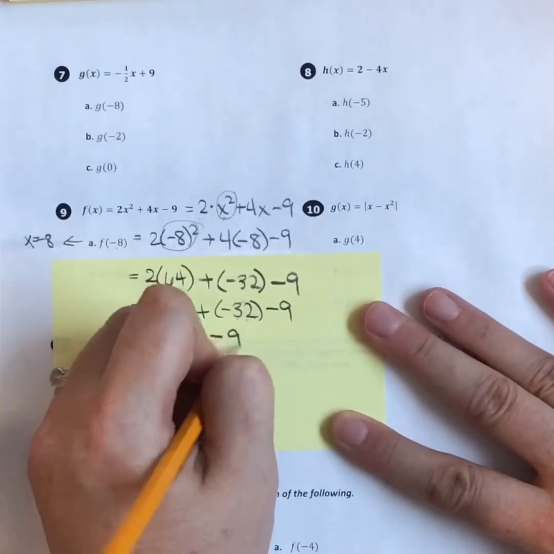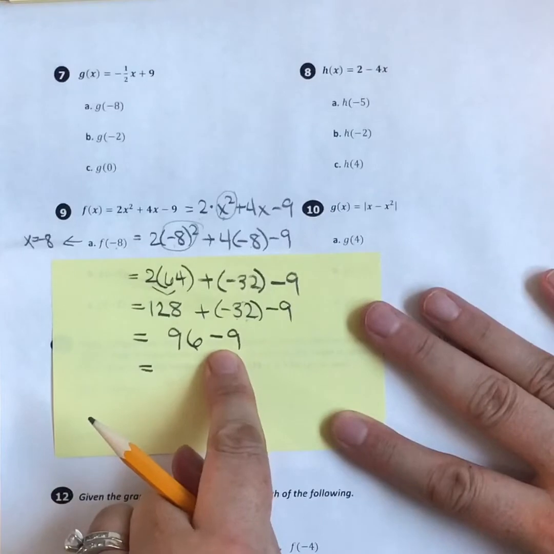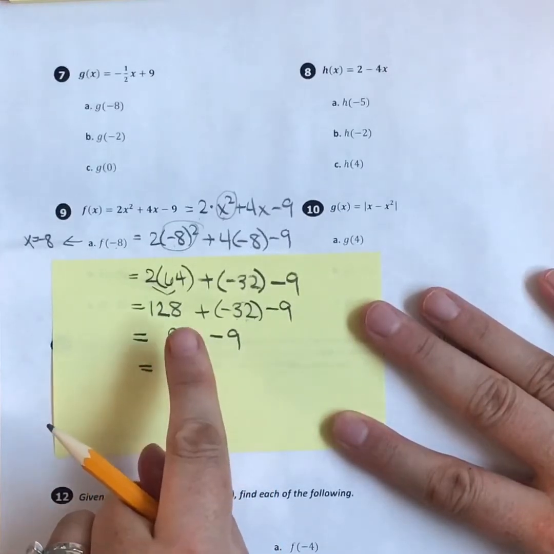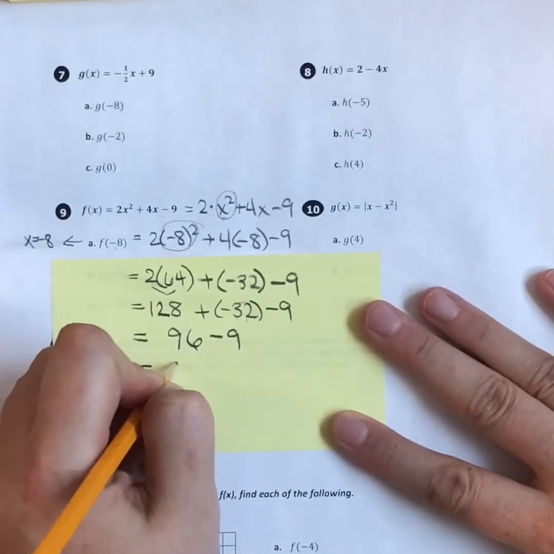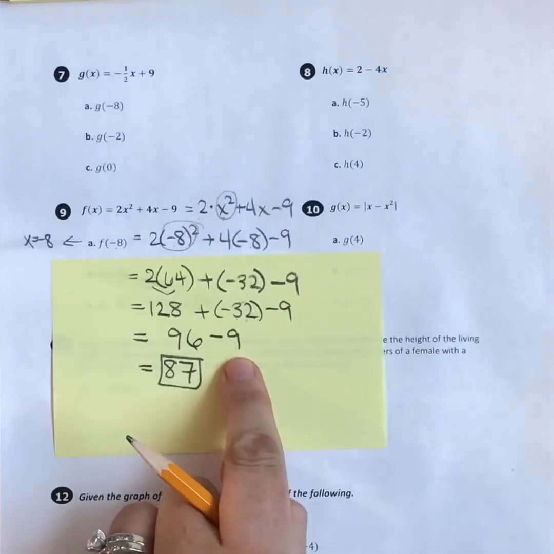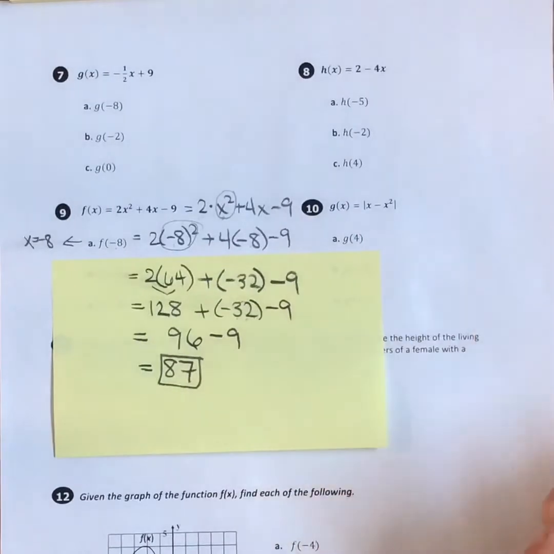So it's 96 minus 9. We still bring that down. And then when I subtract 9, I'm going to subtract 10 and then add 1. So if I subtract 10, it's 86, but add 1, so it's going to be 87, since minus 9 is 1 more than minus 10, okay?